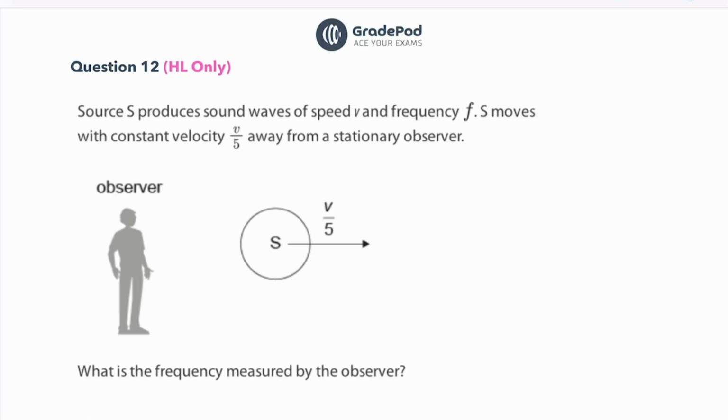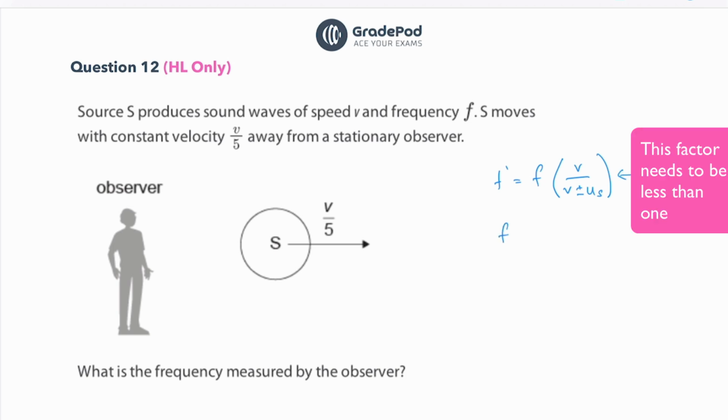Question 12. Source S produces a sound wave of speed v and frequency f. S moves with a constant velocity of v over 5 away from a stationary observer. What is the frequency if measured by the observer? So we want to know the observed frequency. We have a moving source, so we're going to go to our data booklet and come up with this equation. We know that the source is moving away from the observer, so we expect the frequency in that case to decrease. So our equation becomes v over v plus us.